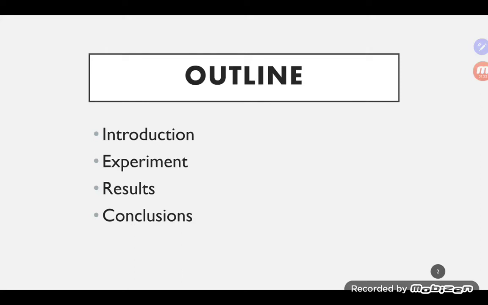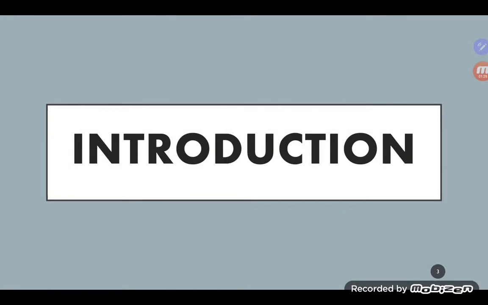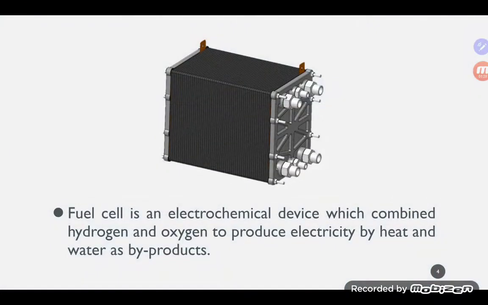So let me move on to the introduction. What is a fuel cell? A fuel cell is an electrochemical device which combines hydrogen and oxygen to produce electricity, with heat and water as a byproduct. So we put the hydrogen here and oxygen here and let them react to produce water and some electricity. If you look at this figure, you cannot figure out how it works, so I will show you in the next slide.